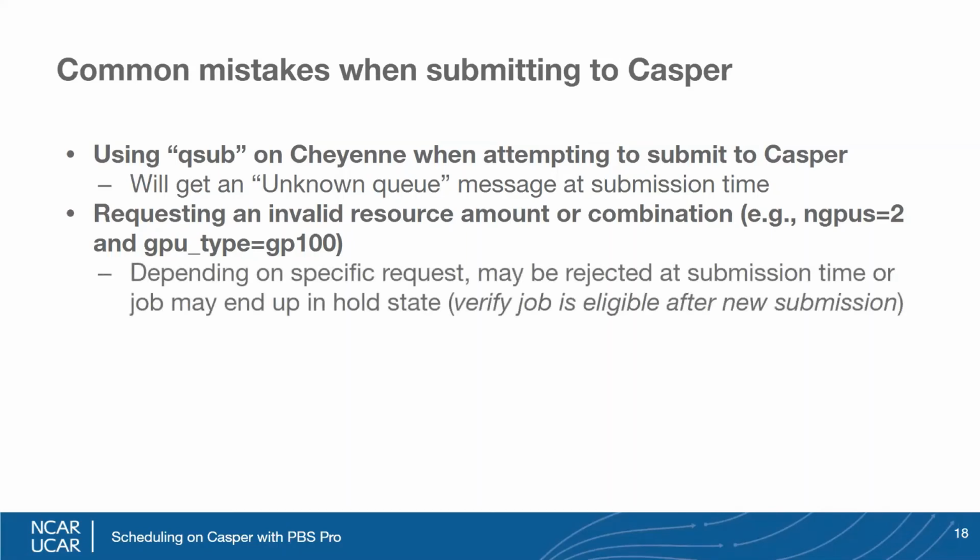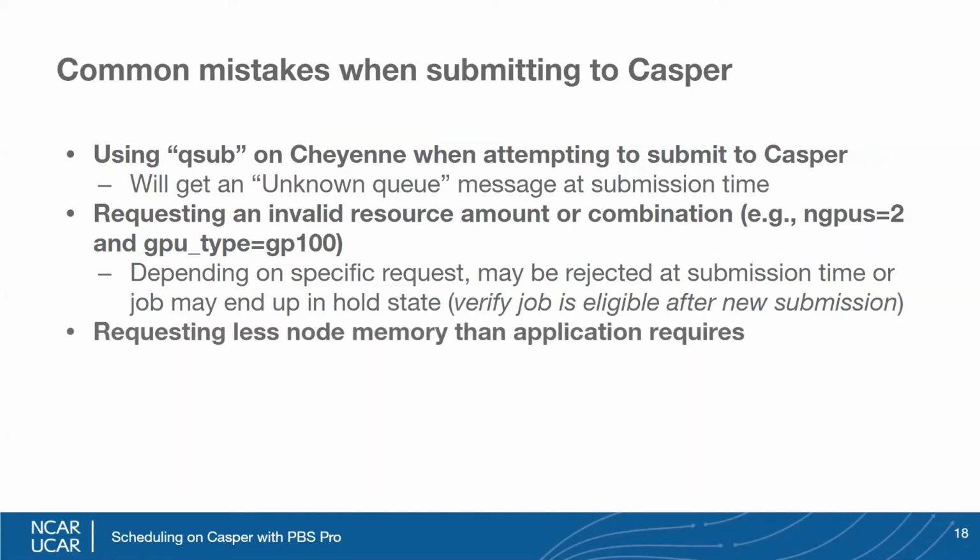Depending on the specific way that it's problematic, the job may be rejected at submission time, but it may get accepted and end up in a hold state. So basically, it looks like it's submitted, but the job just sits in the queue. We'll probably do some work to clean those up in the future, but for now, if you're running a new job configuration, one that you haven't run before, it's a good idea to verify that it's eligible after you submit. You can run qstat, and if the state is H, that means it's in a hold state, which can happen because you have a dependency on it. But if you don't have any job dependencies and it's in a hold state, then odds are it's not a valid type of job.